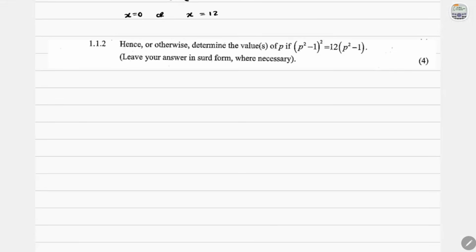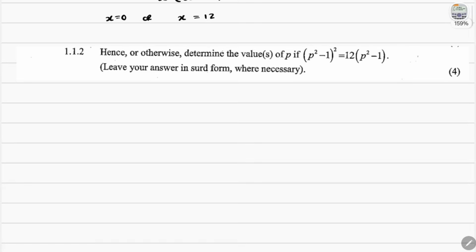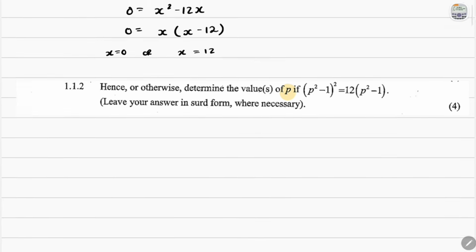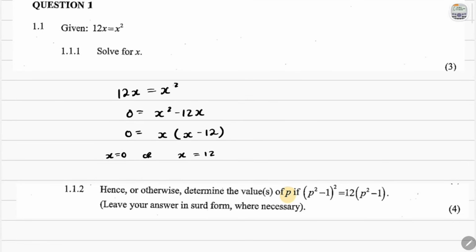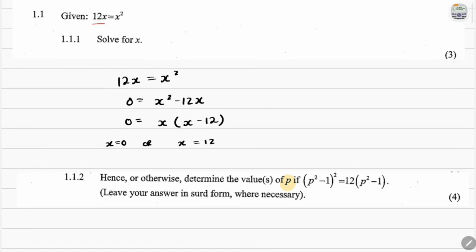Question 1.1.2 says, hence or otherwise determine the value or values of p if p squared minus 1 all squared is equal to 12 times p squared minus 1. Leave your answer in surd form where necessary. Do you see what they're doing with this? How this looks a lot like what we had here. You see how we have 12 and then x, we have 12 and then p squared minus 1.